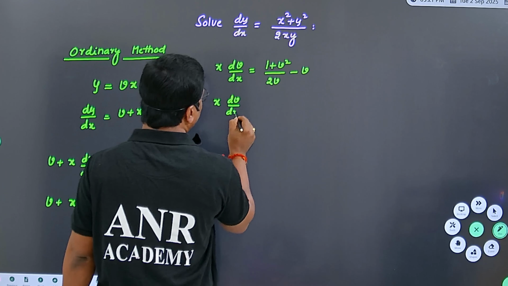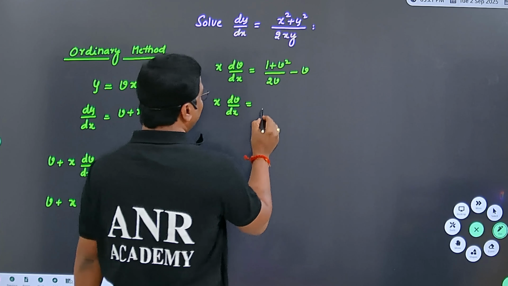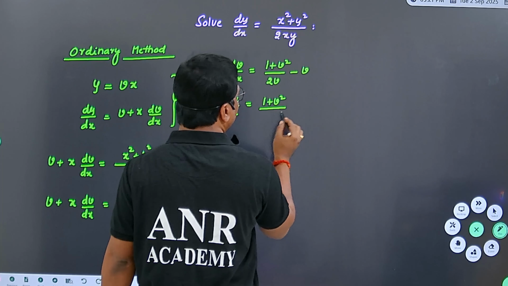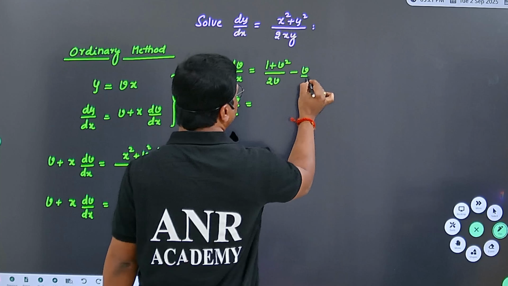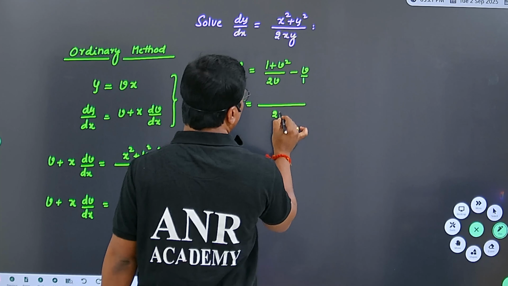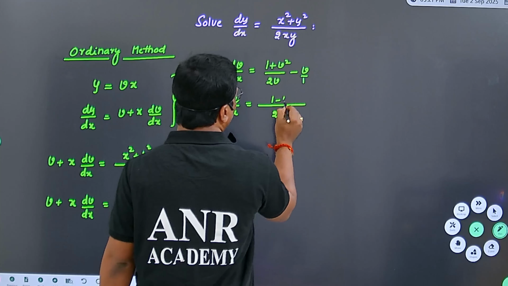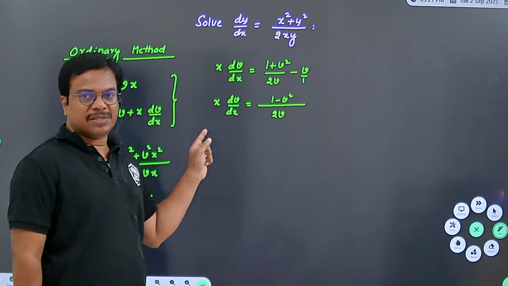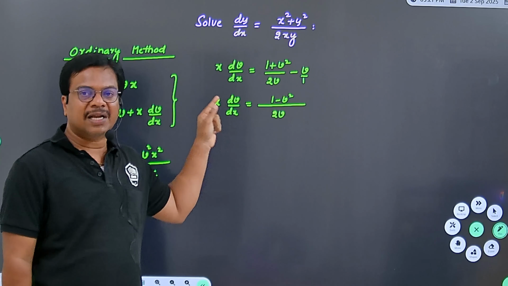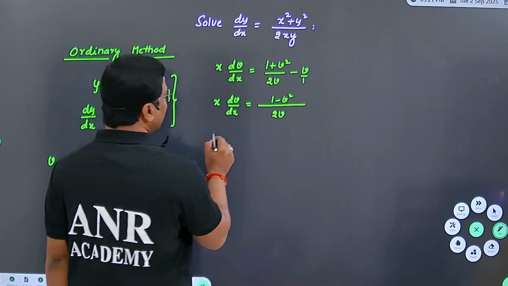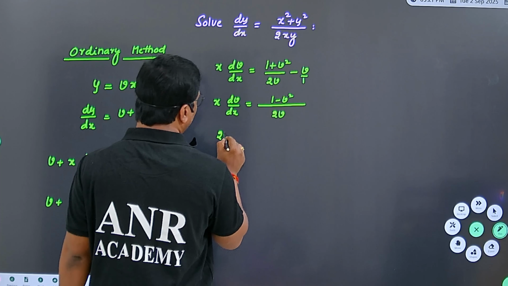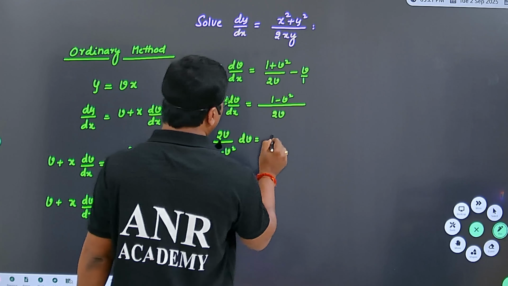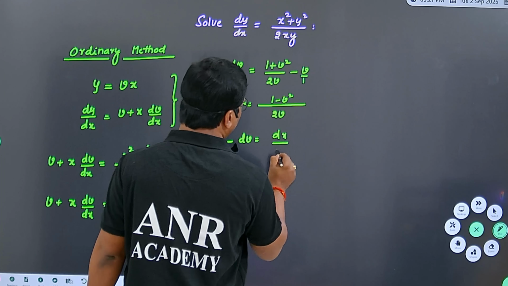Now I am going to simplify this. x into dv by dx equal to (1 plus v square), on simplification, the denominator becomes 2v and the numerator becomes 1 minus v square. Now separate the x variables and v variables. If you separate, then we get 2v divided by (1 minus v square) into dv equal to dx divided by x.